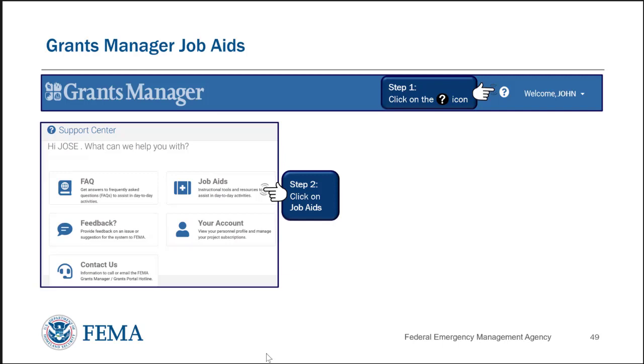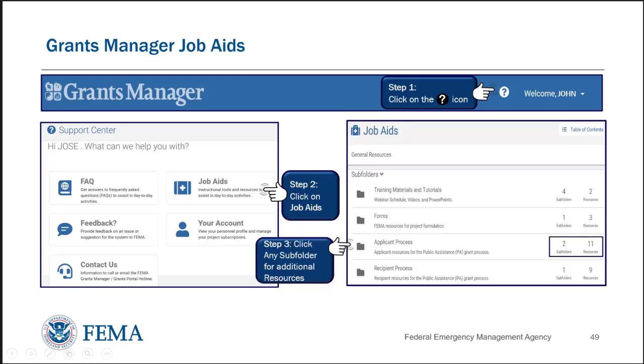So you could write a message to our hotline or you can call them directly. You can get that through here, that Contact Us. And of course, your account is like your profile within Grants Manager. Open up job aids. Applicant process is where you're going to be able to find things like the Grants Portal user manual. You see what they've got in there.